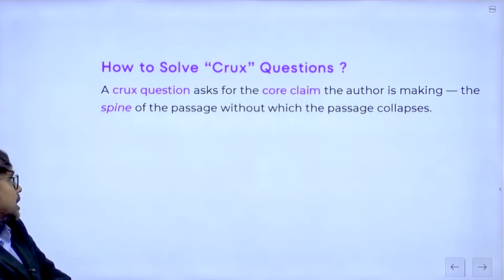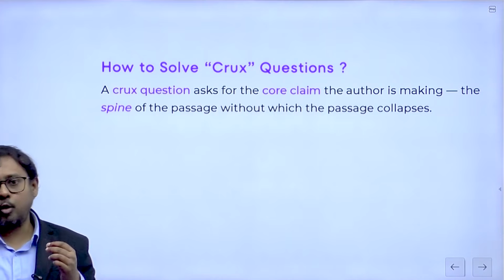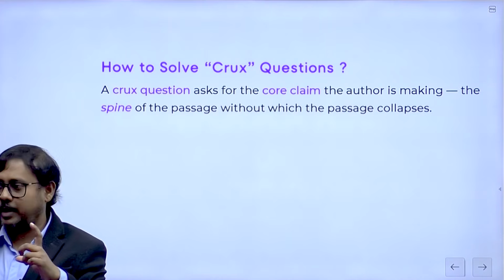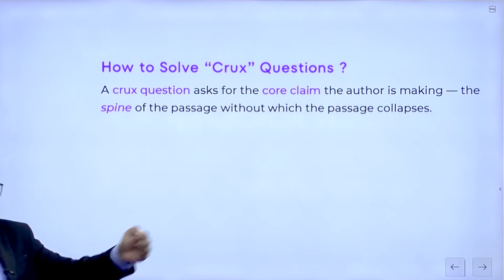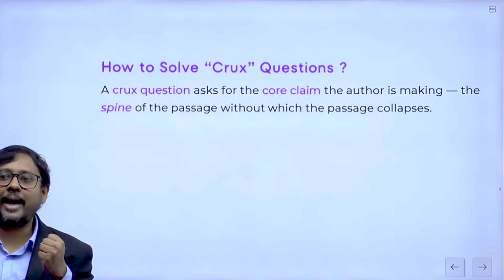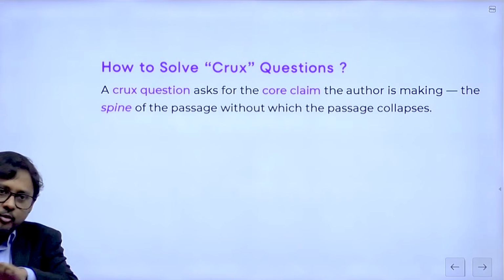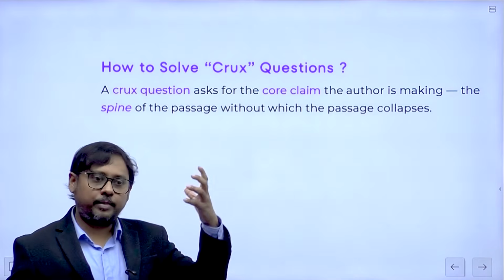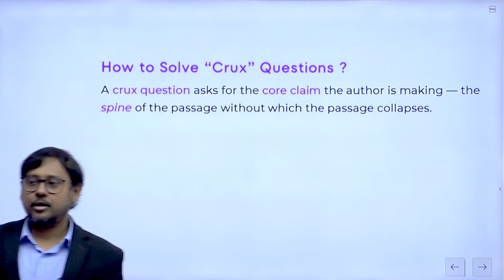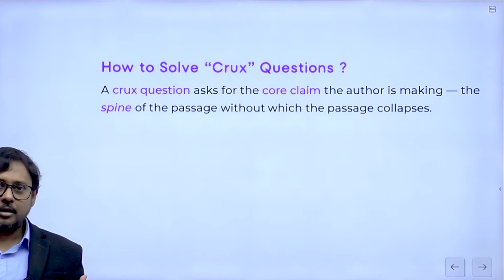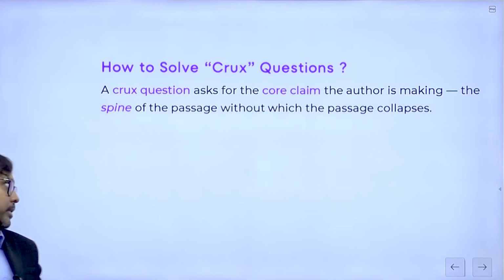So a crux question asks for the core claim of that passage. The core claim is the spine that holds the passage. If you remove that core claim, your passage falls. Okay. Understood? The core claim of the passage.